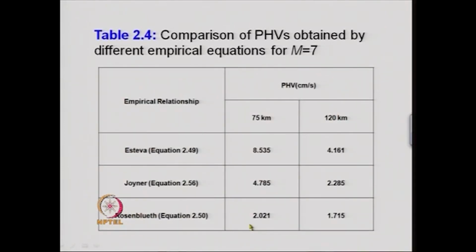Similarly, the PHV was compared. Esteva's equation provided 8.535, which is very high compared to the other two equations given by Joyner and Rosenbluth. At 120 kilometer distance, they are more or less very much near to each other, whereas this was very much different.